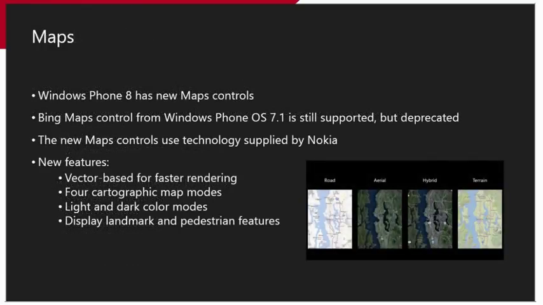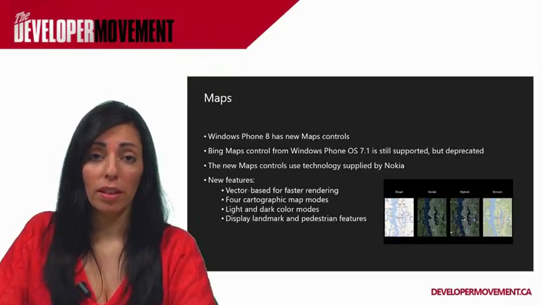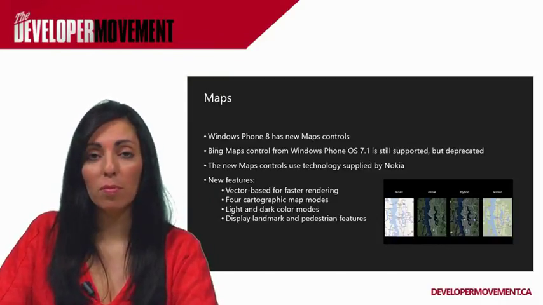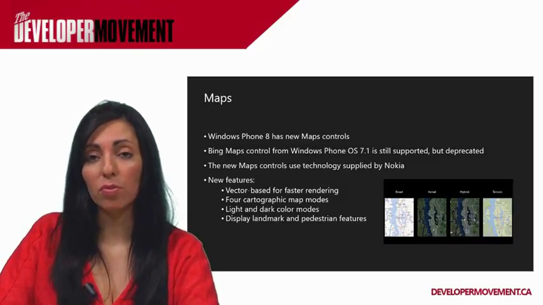Windows Phone 8 also has Maps integration. Unlike Windows Phone 7, it's now using the Nokia Maps, whereas in Windows Phone 7, it was powered by Bing Maps. This has been deprecated in Windows Phone 8 in favor of the Nokia technology maps, which provide faster rendering, different map modes, and a bunch of new features that you can leverage. So you can really make any apps that require navigation really look pretty smooth on Windows Phone.